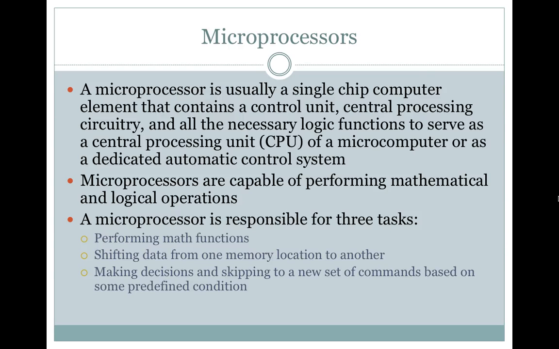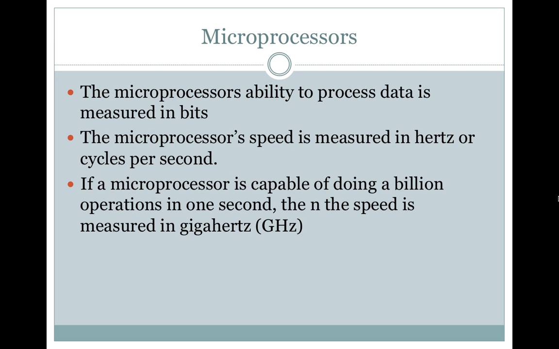A microprocessor is responsible for three tasks: performing math functions, shifting data from one memory location to another, and making decisions and skipping to a new set of commands based on some predefined condition. The microprocessor's ability to process data is measured in bits. The microprocessor's speed is measured in hertz or cycles per second. If a microprocessor is capable of doing 1 billion operations in 1 second, then the speed is measured in gigahertz.